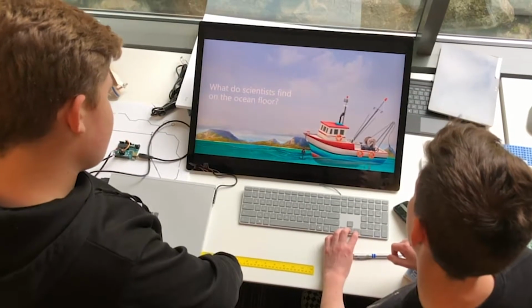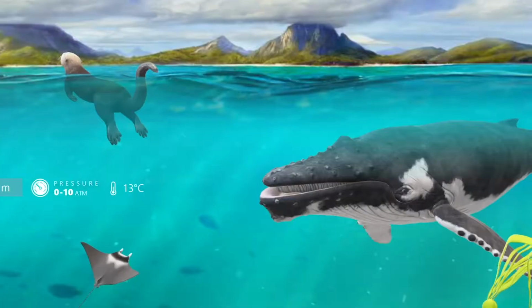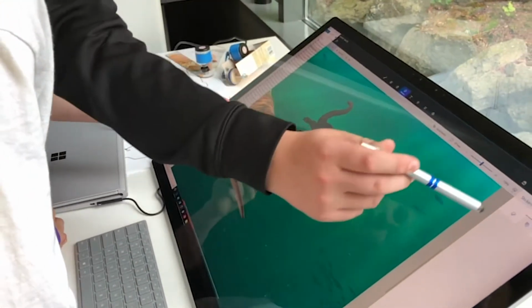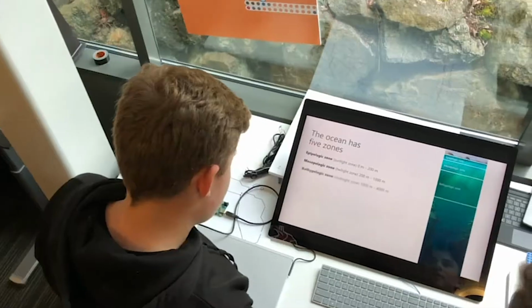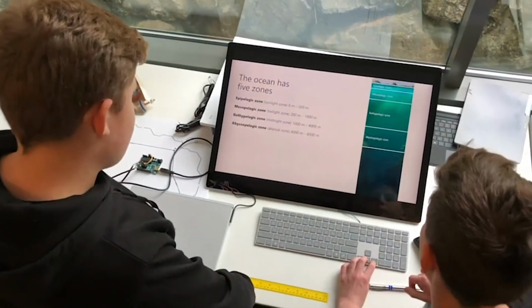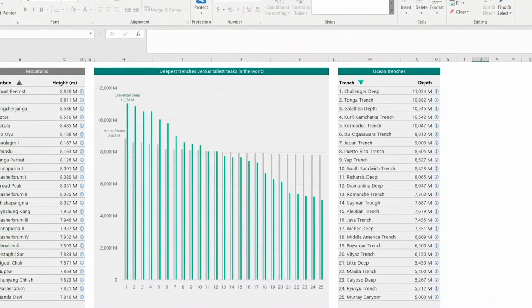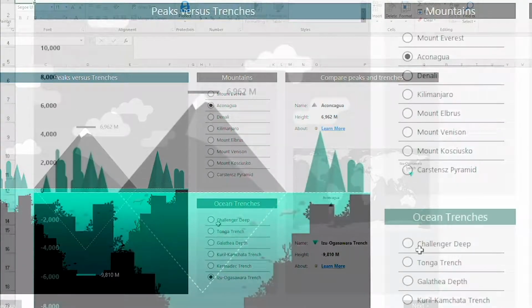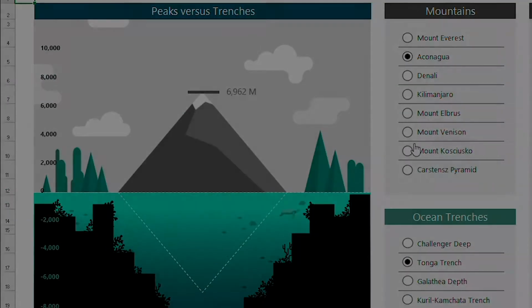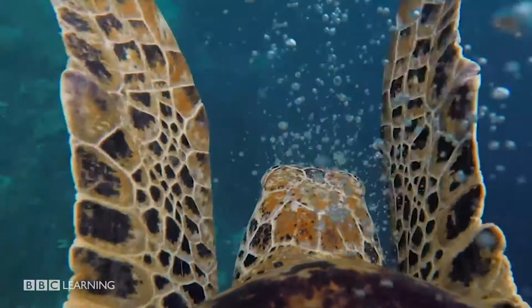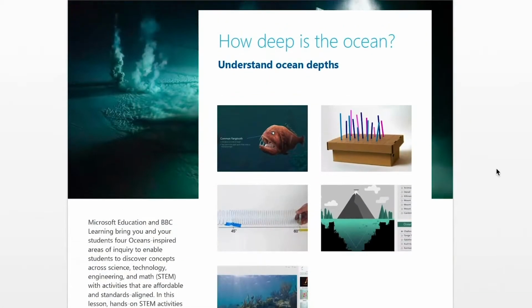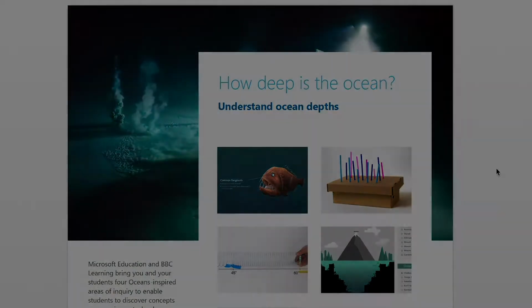This bathymetry activity has them pinpoint areas for further exploration, which they then transfer to Paint 3D to demonstrate how different marine animals live across the 5 oceanic zones. The lesson plan concludes with students using data sets to compare the deepest parts of the ocean with the highest mountains on land. This lesson plan includes exclusive resources made possible by BBC Learning to support students reflecting and documenting in order to answer the question, how deep is the ocean?